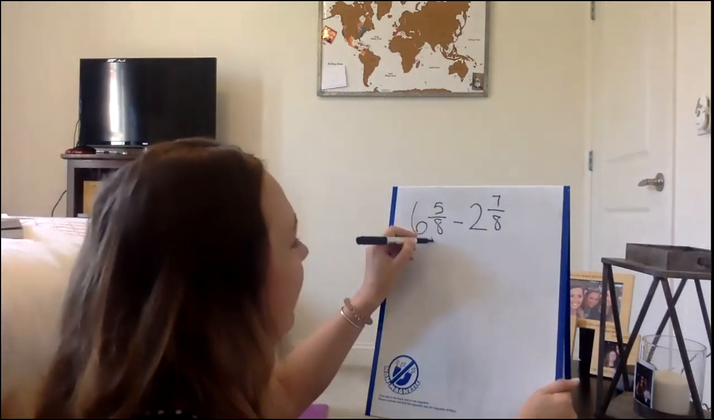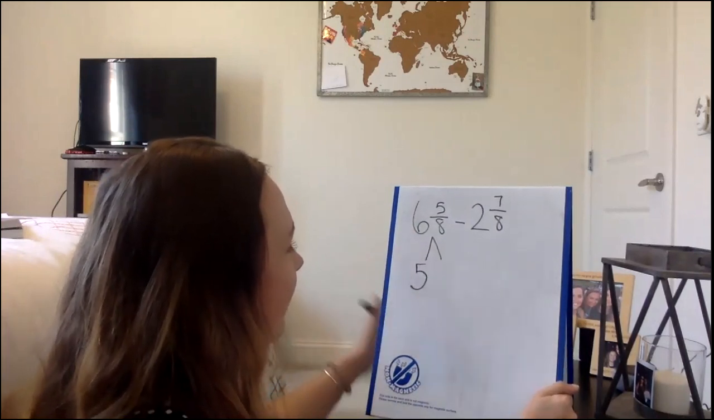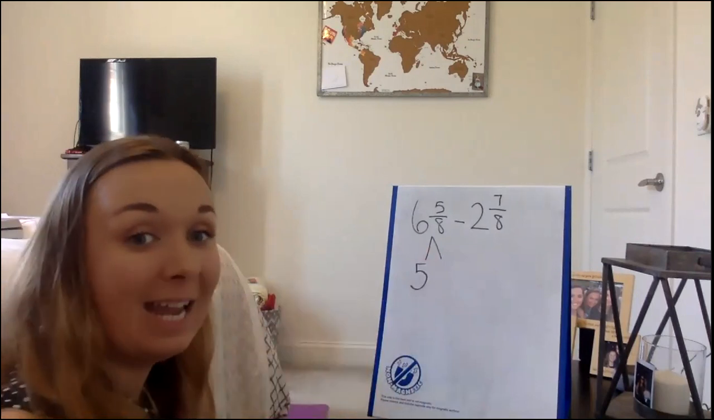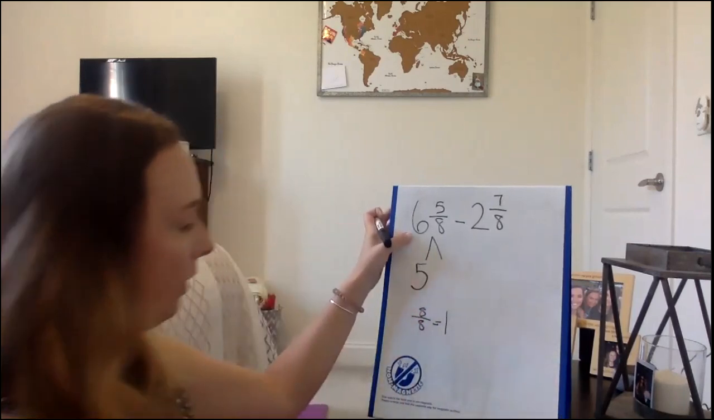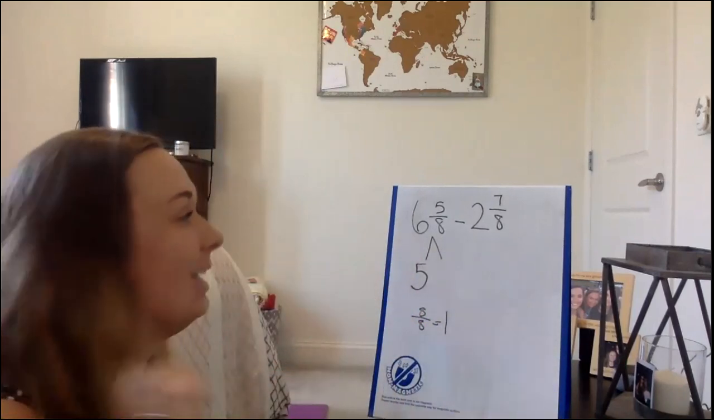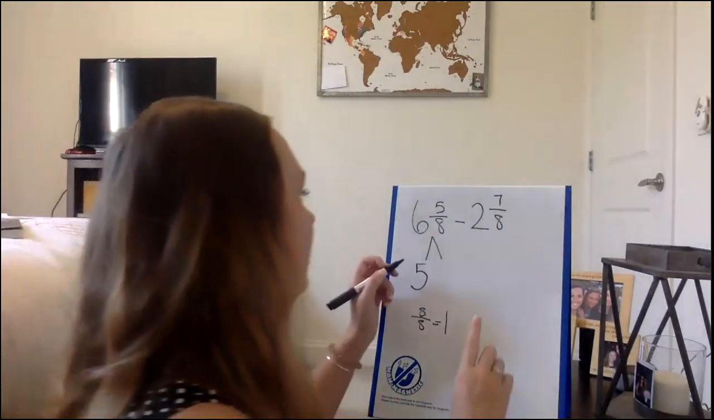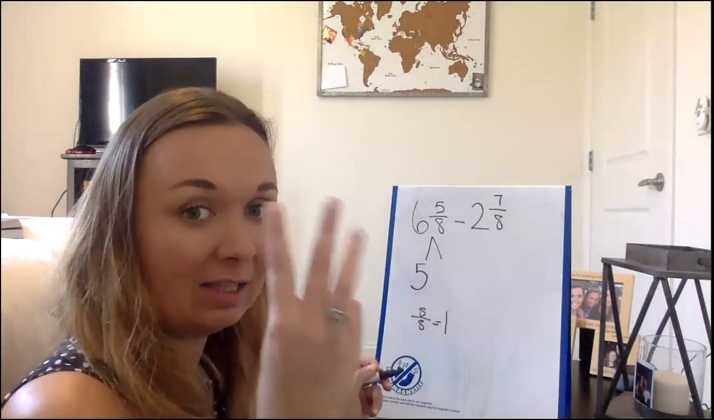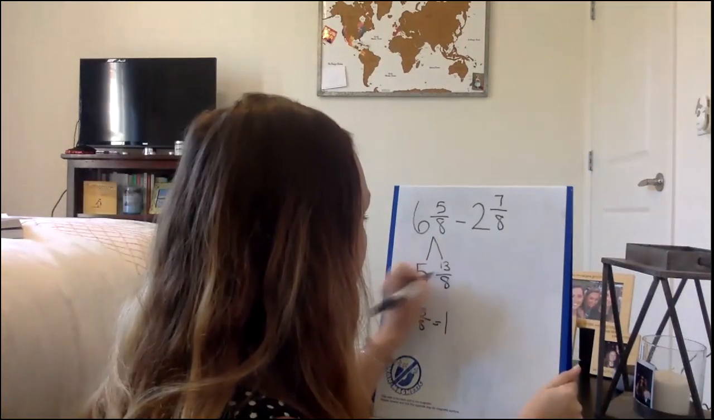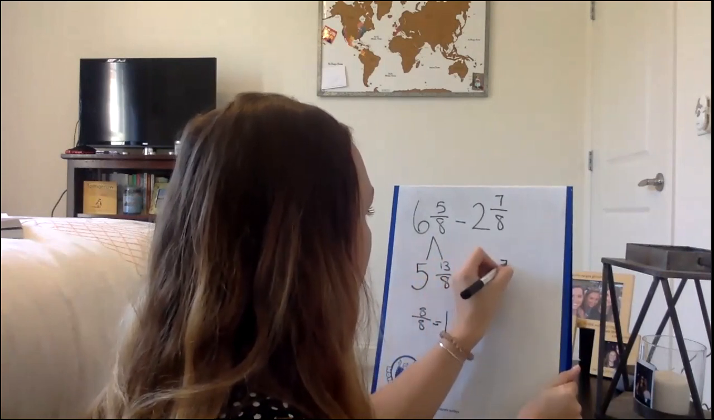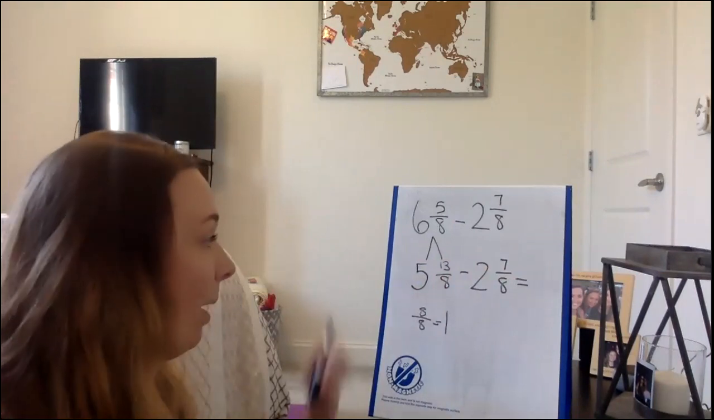So I'm going to do the same thing I did last time, get some more 8ths. So I'm going to take one of my wholes and break it up into 8ths. So we know this time that 8/8 is a whole. So now I have 5 wholes, but I have 8/8 plus the 5/8 I already had, which is 9/8, 10/8, 11/8, 12/8, 13/8 minus 2 7/8.